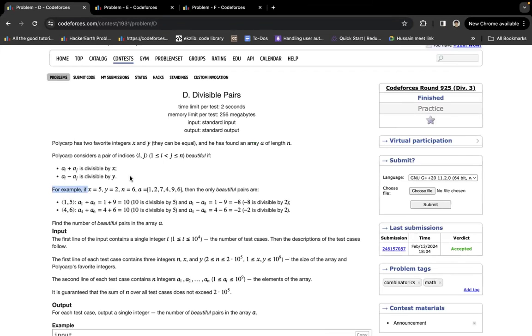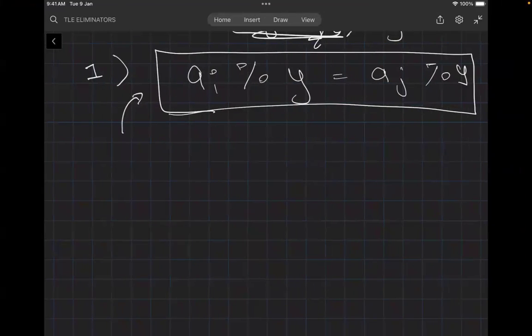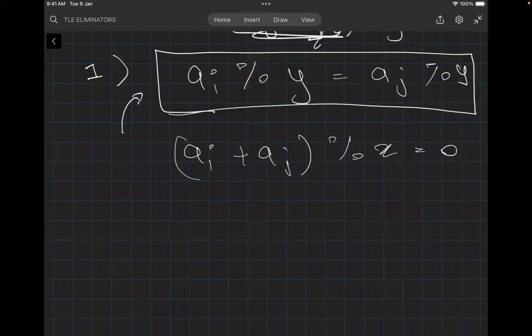Yes. Now, if this much is clear, let's move on to the second part. AI plus AJ mod X is equal to 0. Now we know that this is a modular arithmetic equation.